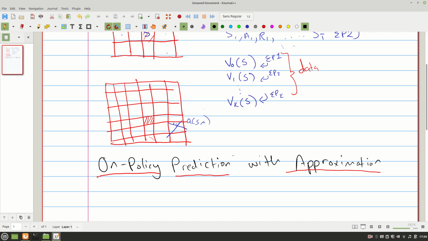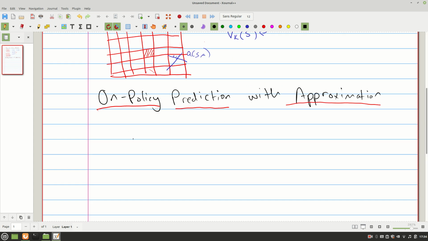This function could take different forms, but typically when we're doing on-policy prediction, we think of it as trying to find v pi of s. So we're trying to find the value of s under the policy pi. This is what we've been doing until now. But now, instead of trying to find v pi of s, we're trying to find v of s, comma, some vector w.